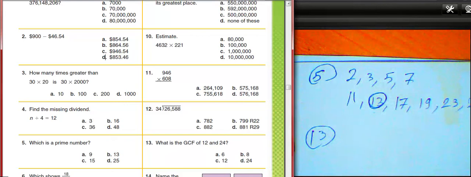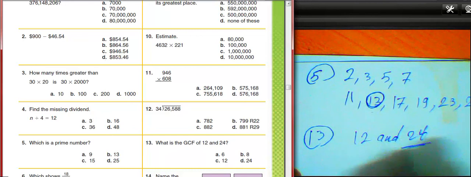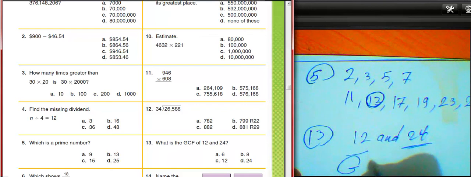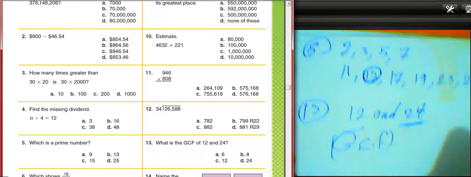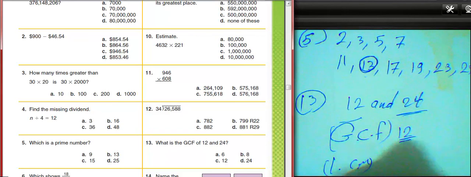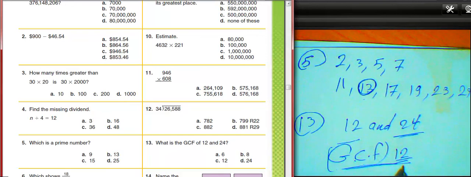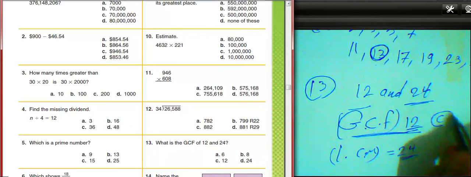Question 13. What is the greatest common factor of 12 and 24? You want to find the greatest common factor. We can find it by dividing: 12 can be divided by 12, and 24 can be divided by 12. So the greatest common factor between them will be 12. But if he wants to find the least common multiple about them, it will be 24. So in this example, we must choose 12. But if he asks you about the least common multiple of two numbers, it will be 24. Okay, so we must choose letter C about 13.